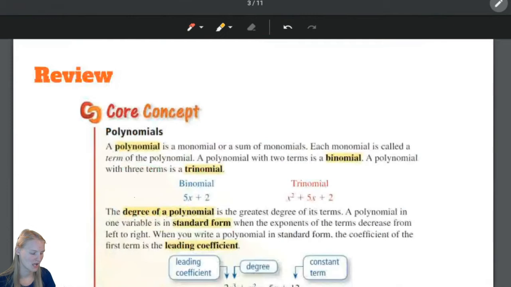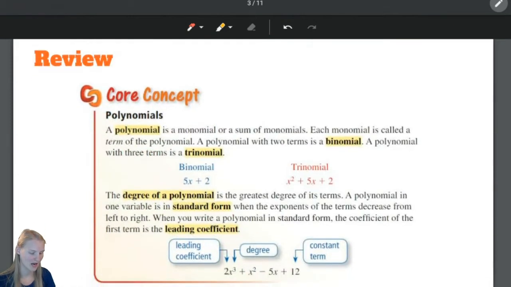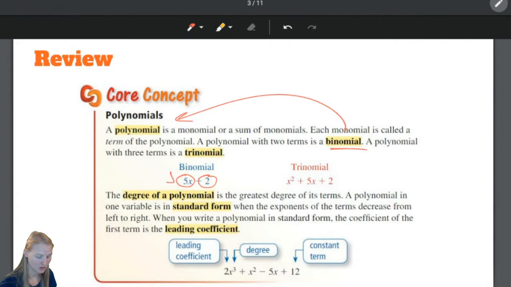So remember, this is a review from last time. We have polynomials, which have many terms. A binomial is a type of polynomial. It's a special type of polynomial that only has 2 terms, and we call these monomials that we're adding together, we call those terms. A polynomial with 3 terms is a trinomial.